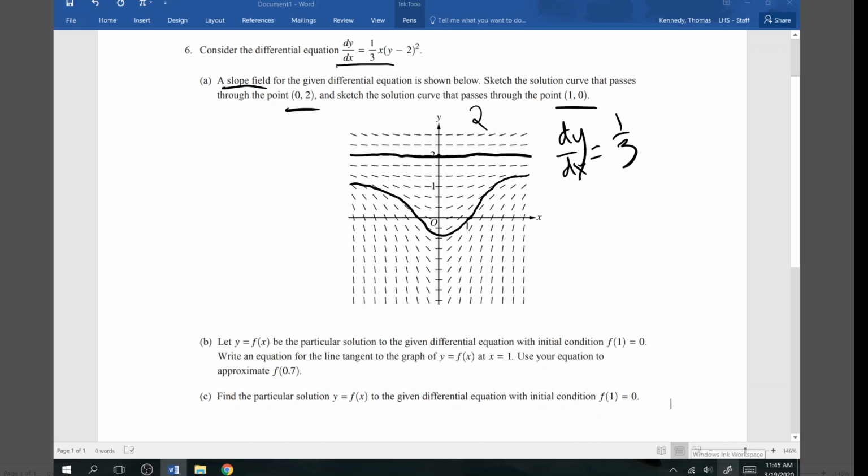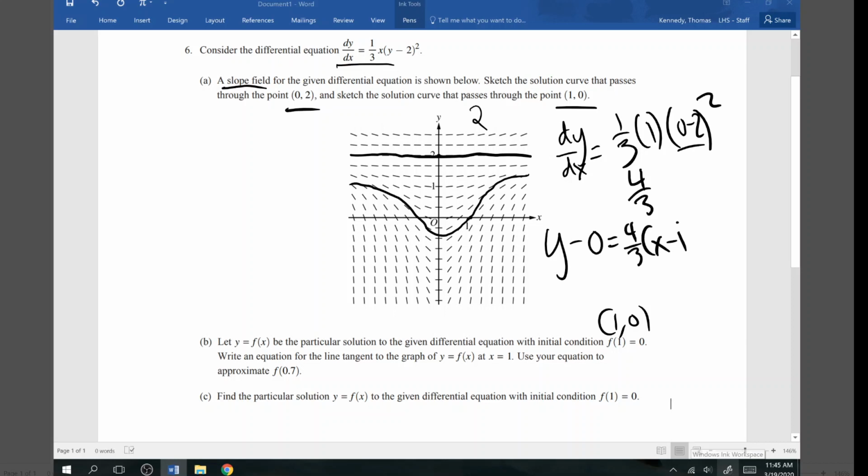And so, what's the point they give me? 1, 0. So x is 1, y is 0. So I plug in 1 for x, and I plug in 0 for y. And all I get is 4/3, because this is negative 2 squared. Cool. Slope acquired: y minus y1 equals slope times x minus x1.